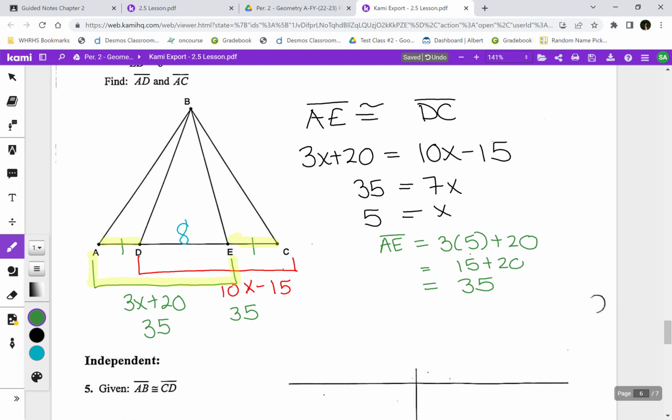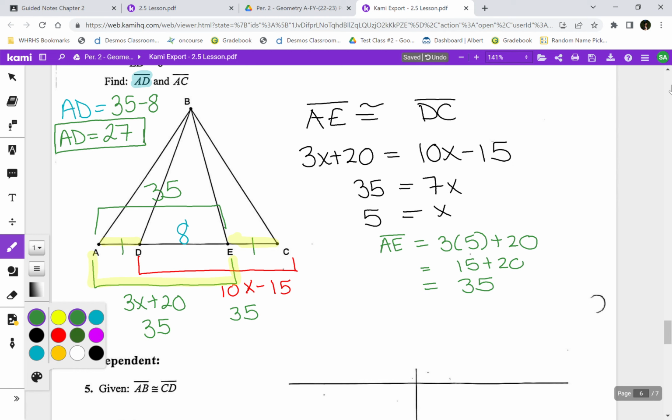Now the first thing I'm asking you to find is AD. Does anybody know, AD is not 35. Does anybody know how I can find AD? AJ? Oh, you got this. So AE is 35. How would I find just AD? You got it. It would be 35 minus 8. So we're going to get that AD is equal to 27 units long.